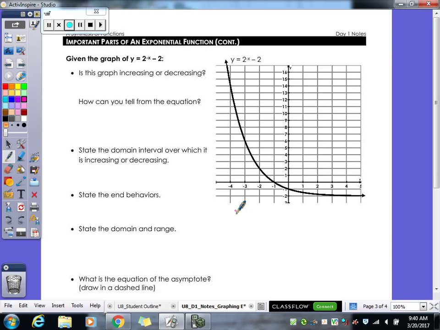So let's take a look. Is this graph increasing or decreasing? This one's decreasing. As you start from the left, you follow your graph. Your graph is going down the whole time. So this graph is a decreasing graph.